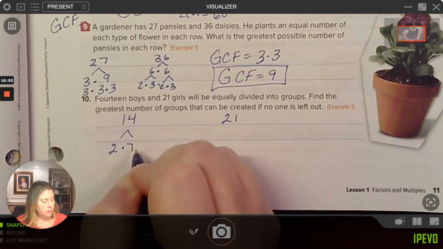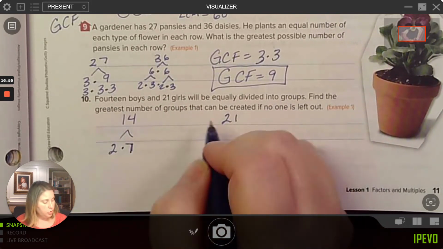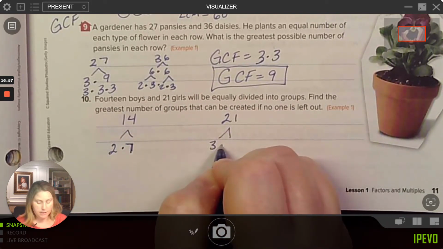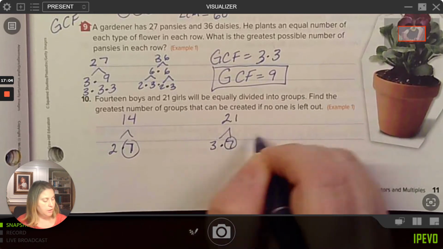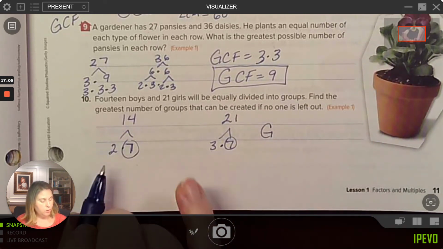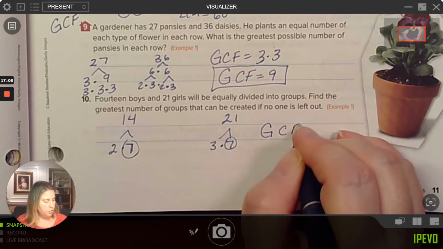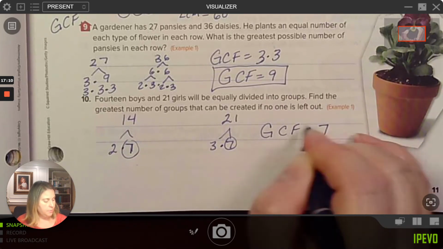So 14 is equal to 2 times 7. 21 is equal to 3 times 7. Okay, so the greatest factor they both have in common is 7. So our GCF, that's all they have in common. The 2 and the 3 are not common. So our GCF is 7.